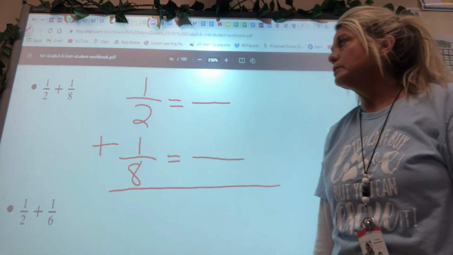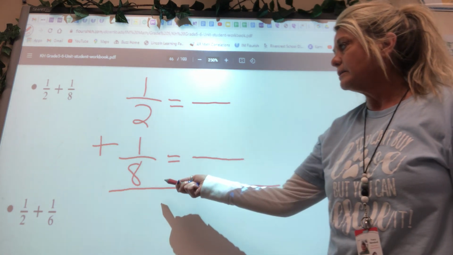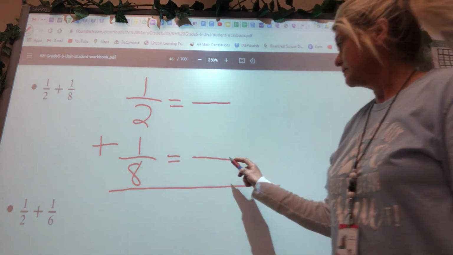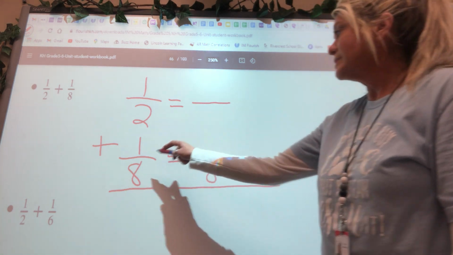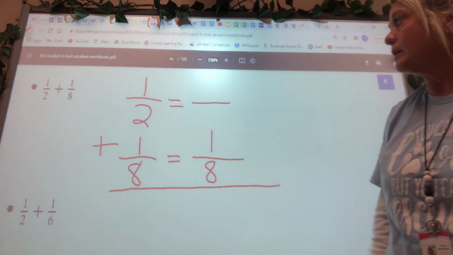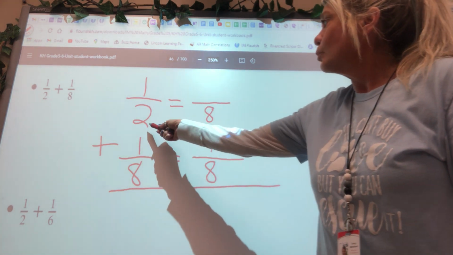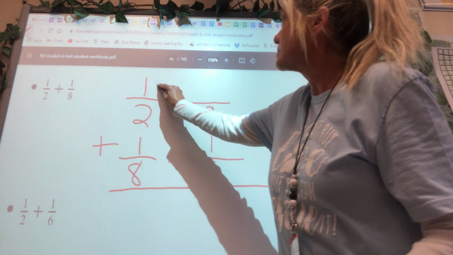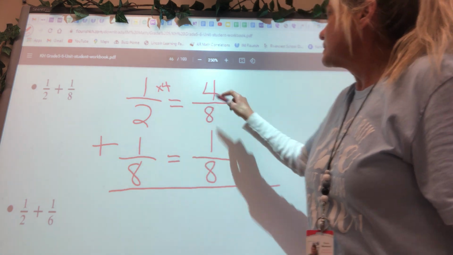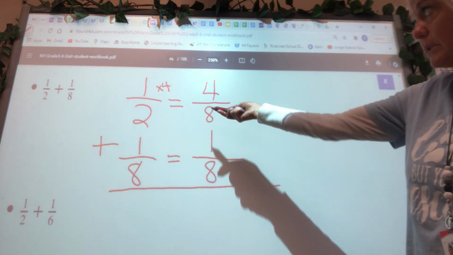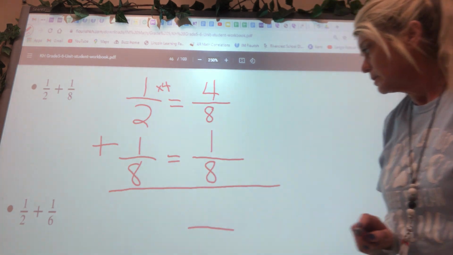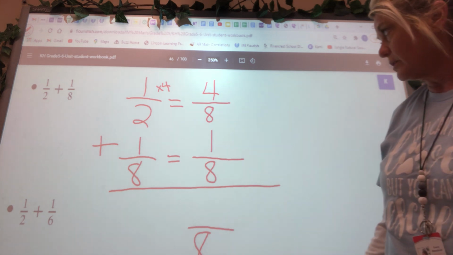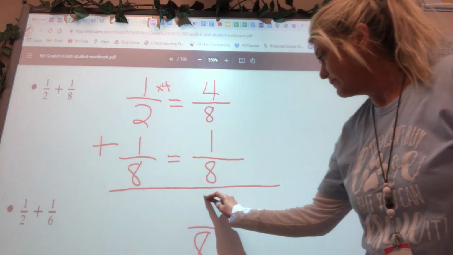Will 2 go into 2? Yes. Will 2 go into 8? Yes. So what's the common denominator? 8. So this one's already an 8, so I just keep it. What would I do to 2 to get 8? Times 4. If I do it to this, I have to do it to this. So it's 4/8. And that makes sense. 4 eighths, 4 is half of 8. That makes sense that they're equal. I keep that common denominator, and you add the numerators, and that gives me 5/8.